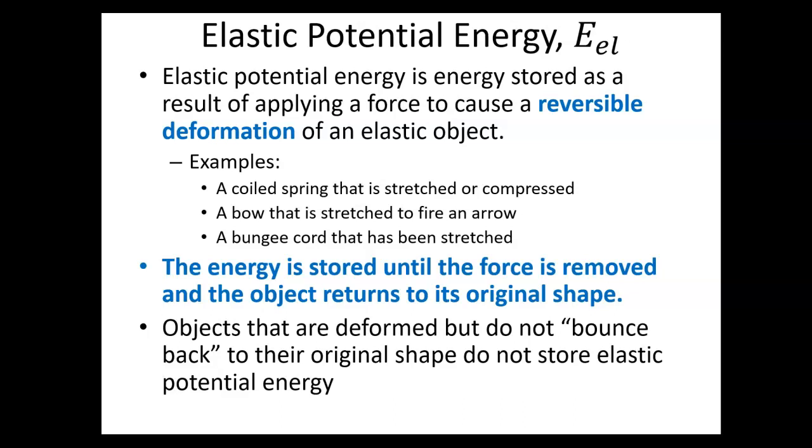There are many examples of elastic objects. These are just a few of them. When something is undergoing an elastic, a reversible deformation, then the object is storing energy until the object returns to its original shape. Now, there are a lot of objects that you can deform, but they don't bounce back to their original shape. That type of irreversible deformation is not storing elastic potential energy.